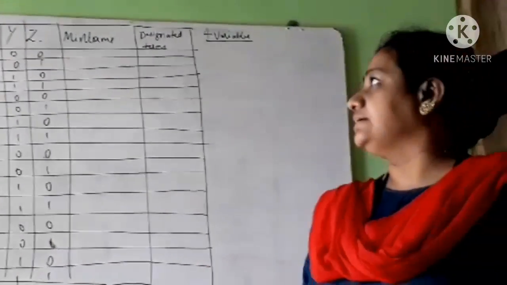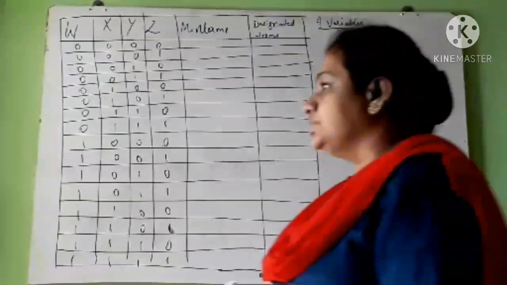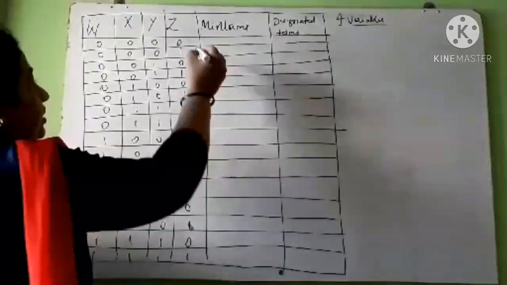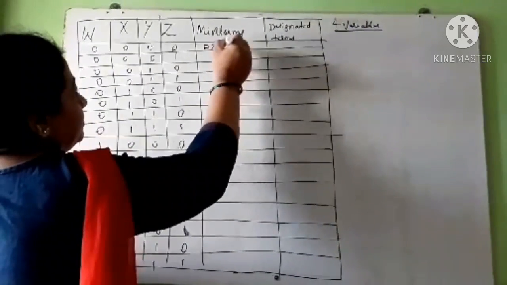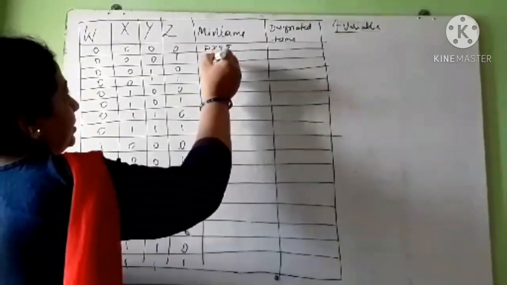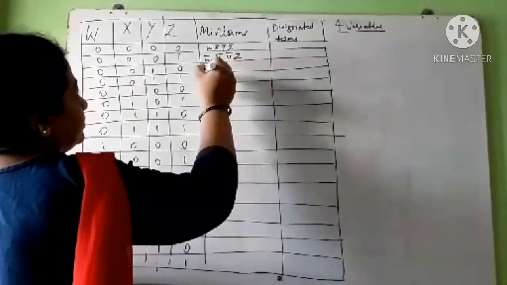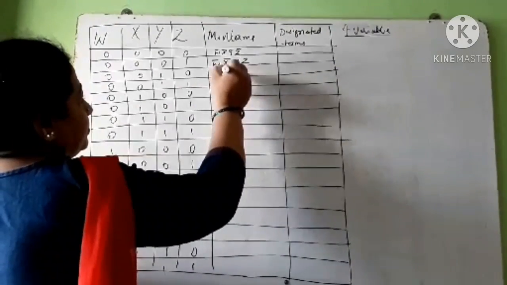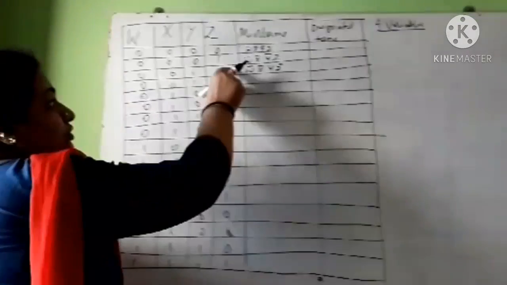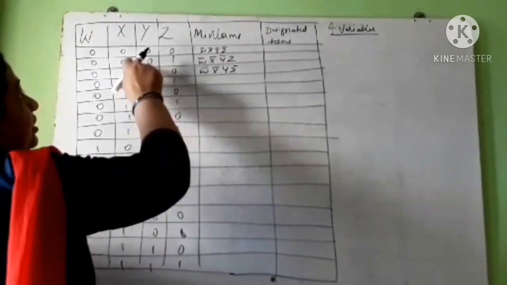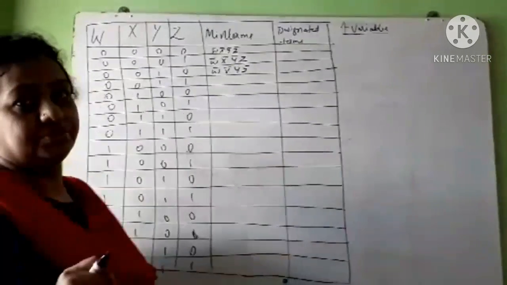Now let us write the minterm expression for each row. So here: W bar, X bar, Y bar, Z bar. Then W bar, X bar, Y bar, Z. Then W bar, X bar, Y, Z bar. Wherever there is 0, we are using a bar. So here we have W bar and X bar because the W value and X value are 0.